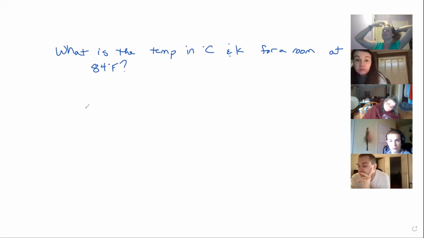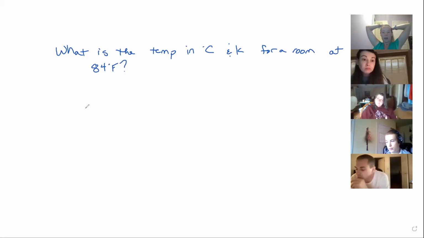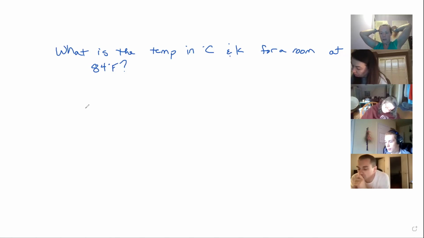Now again, there's not really a nifty way to go from Fahrenheit to Kelvin. So go from Fahrenheit to Celsius first, and then once you've done that, you can do the shift to Kelvin. I'll give you guys 2.5 minutes for that one.